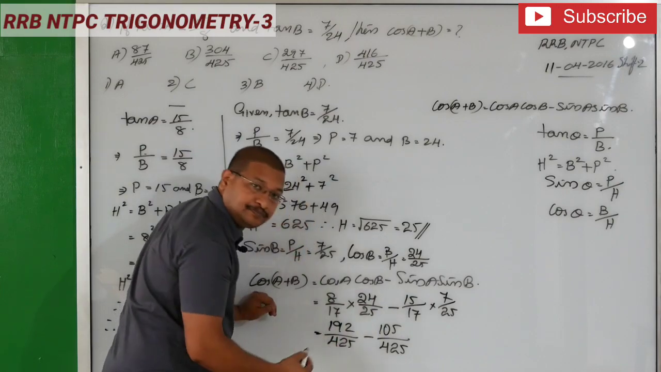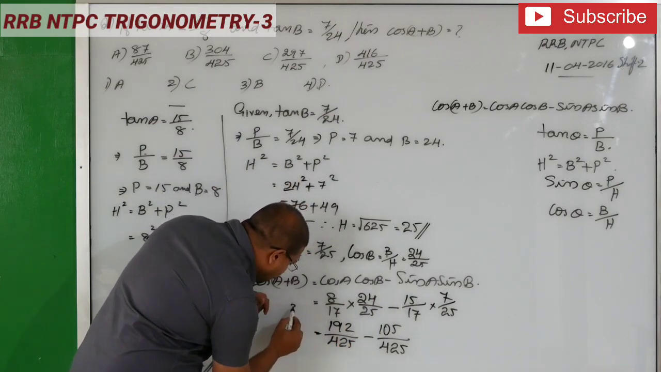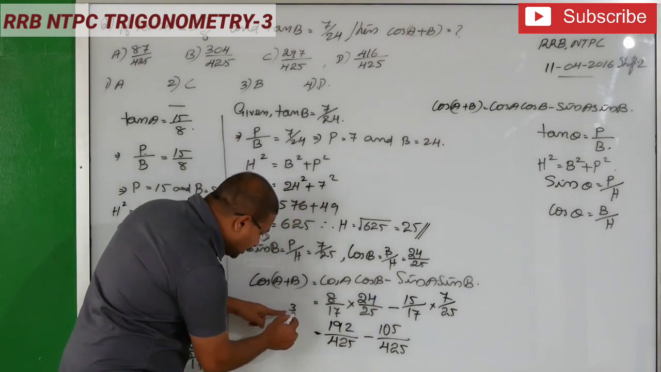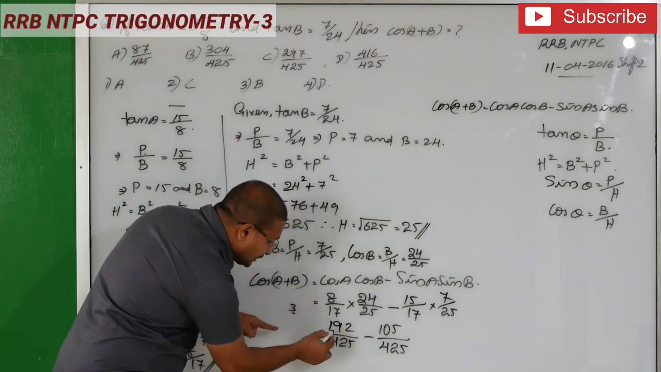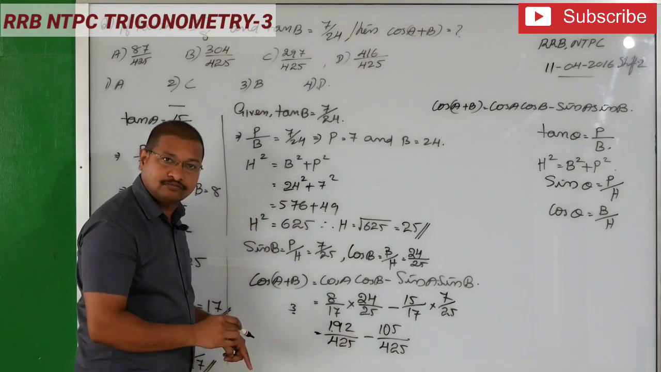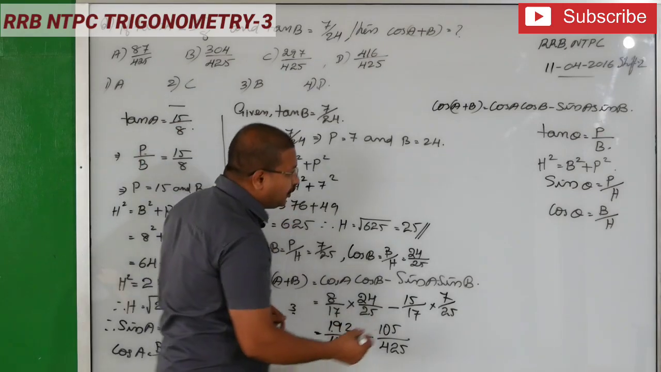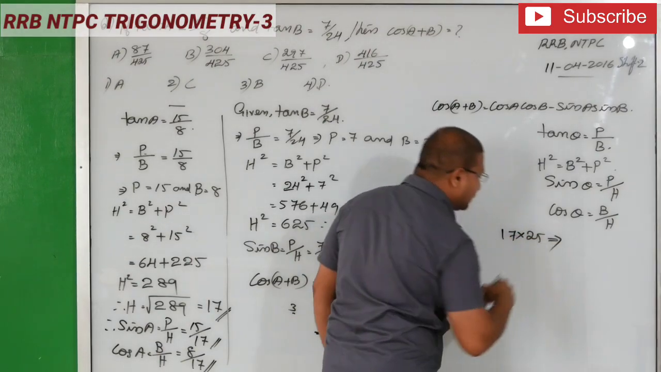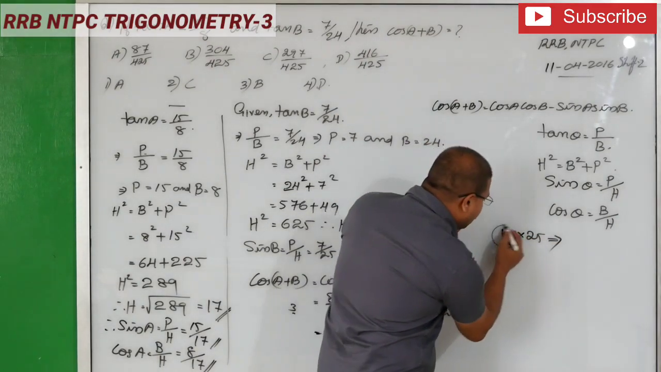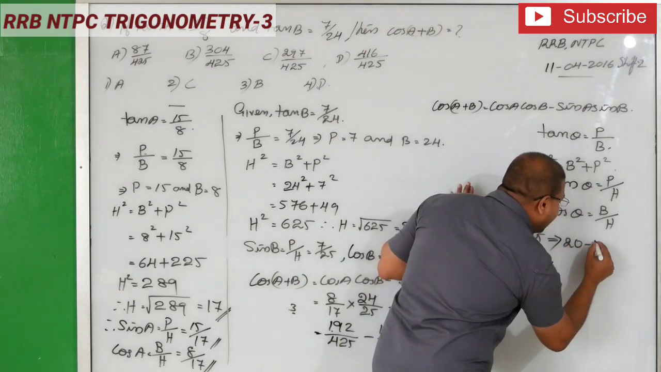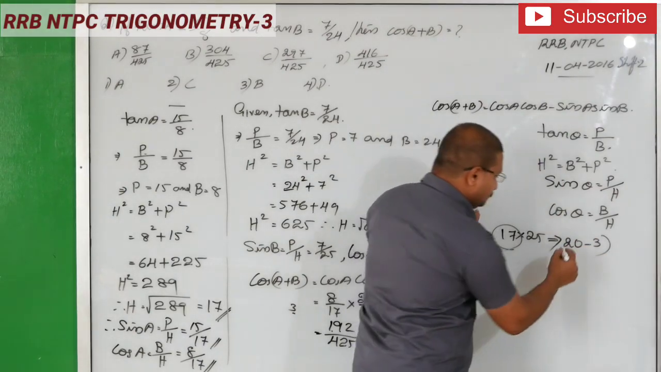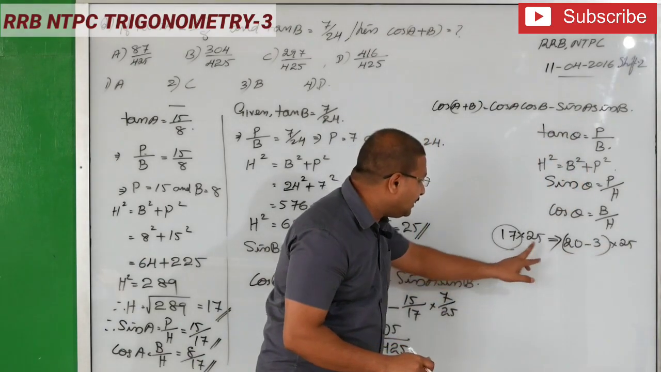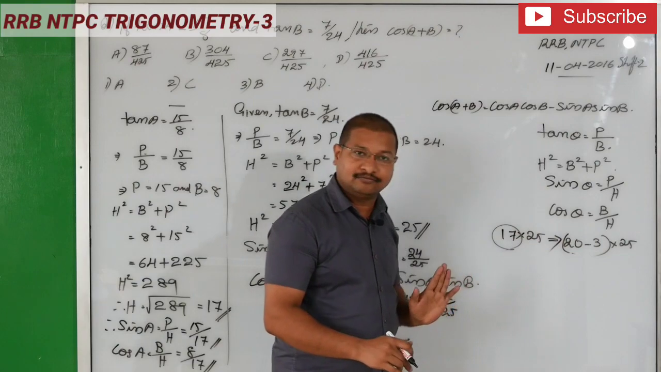8 4s are 32, 2 will write, 3 will be here. Now 8 2s are 16, 16 plus 3, that is 19. That is 192. Ready? After that, 17 into 25. See, 17 into 25, there is one very simple method. 17 you can write 20 minus 3 into 25.